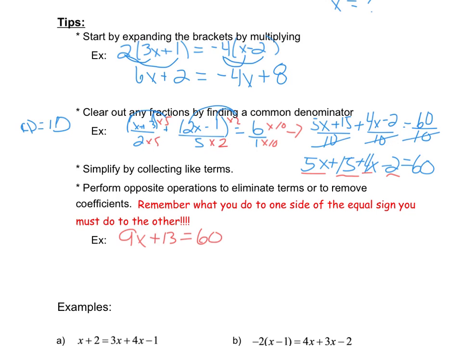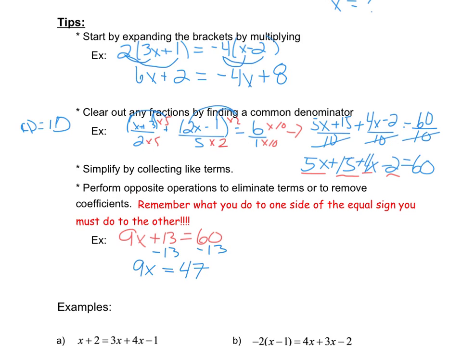The first thing you're going to do is get rid of any other term. This is one term. We're going to leave it as is for now and get rid of the others. So we're going to get rid of this plus 13. Well, the opposite operation of plus 13 is minus 13, so I'm going to subtract 13 from both sides. So I'll get 9x = 47.